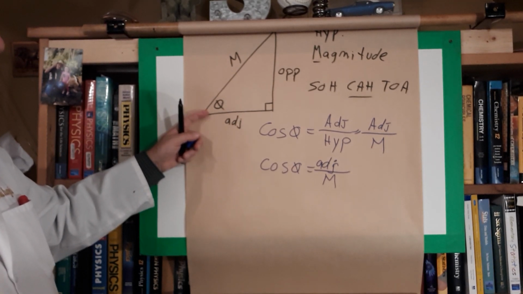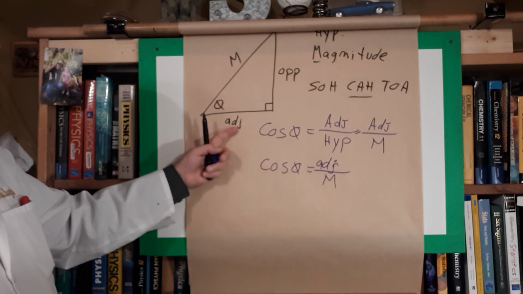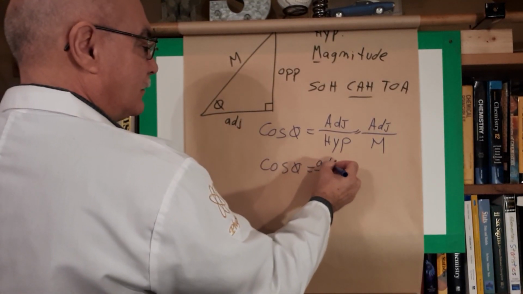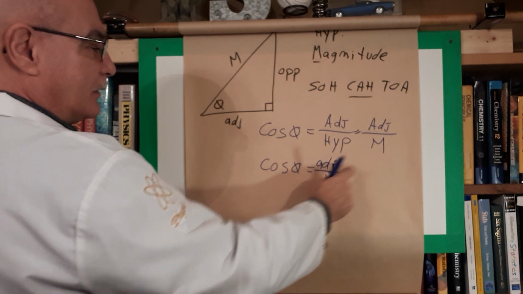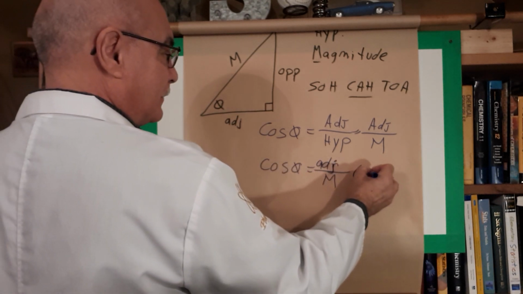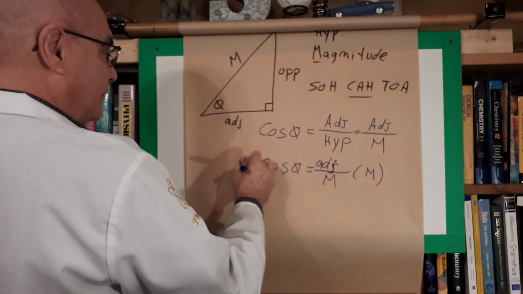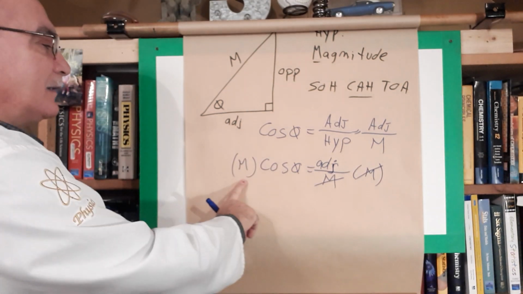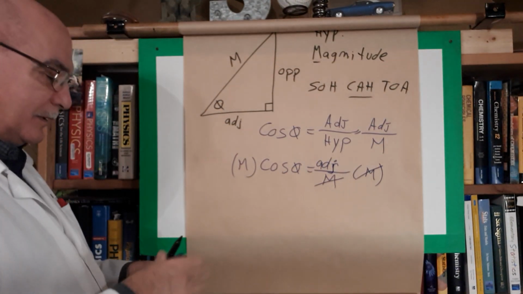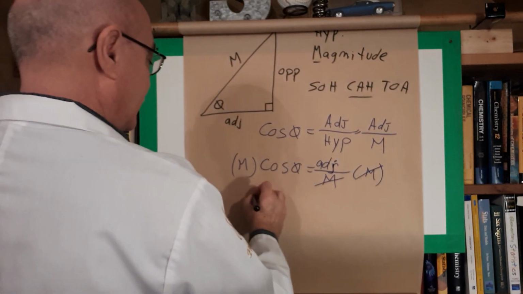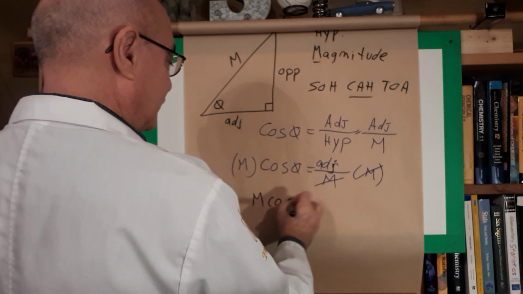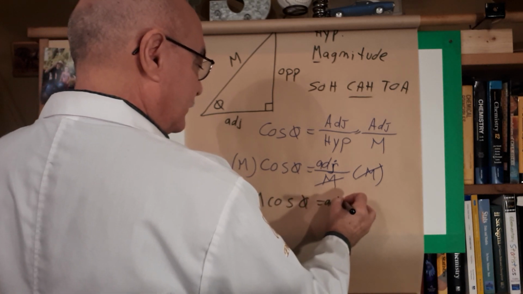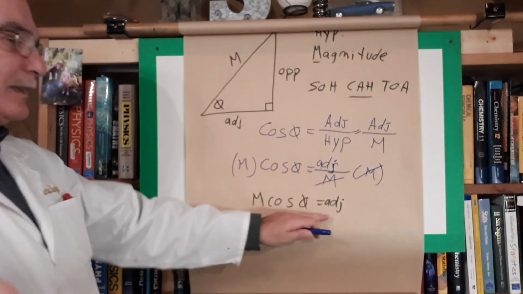What I'm really searching for is the length of the adjacent. So I just need to isolate the adjacent here. To do that, multiply both sides times m. The m's cancel out on that side and it comes over here to my left-hand side. This equation then becomes, and I'll go back to black, m cos theta is equal to the adjacent.